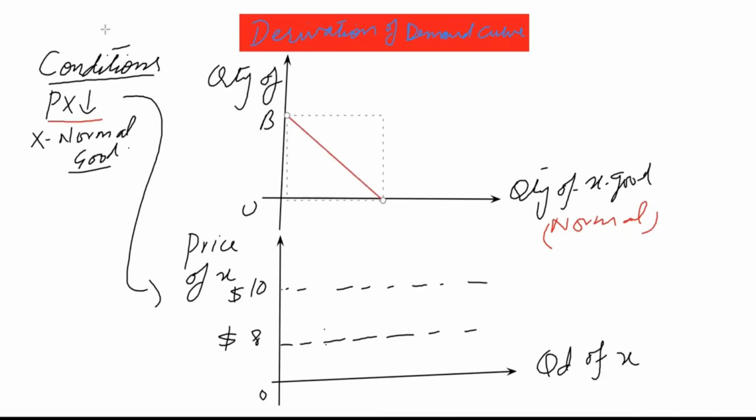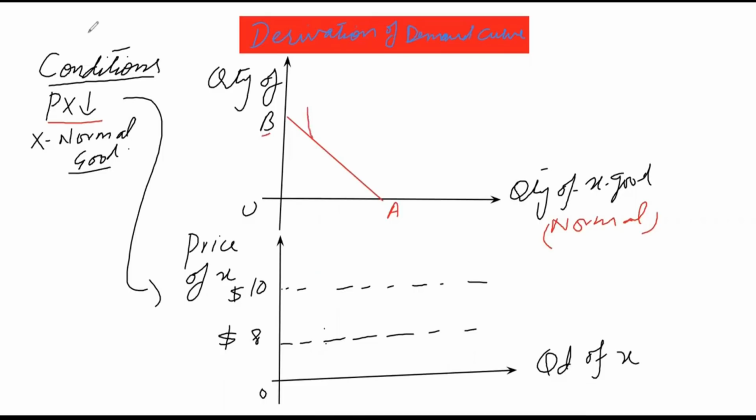And in the lower panel we have price on the y-axis and quantity demanded of X on the x-axis, because in AS you have already studied that the demand curve shows the relationship between price and quantity demanded. So on X we have quantity demanded and on Y we have price. Suppose we have an initial price of $10 and it falls to $8, then let's see how it will impact consumer equilibrium and the demand curve.